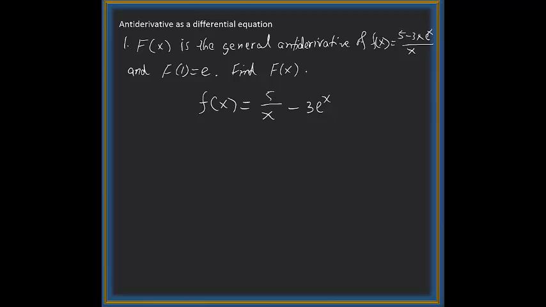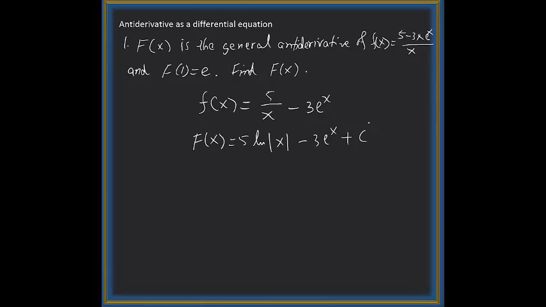So first we simplify. We have (5 minus 3x e to the x) over x, so we can write 5 over x minus (3x e to the x) over x. The x will cancel out in the second term, so we get 5 over x minus 3 e to the x. Now when you take the general antiderivative, we get uppercase F of x will be 5 natural log of absolute value of x minus 3 e to the x plus a constant.